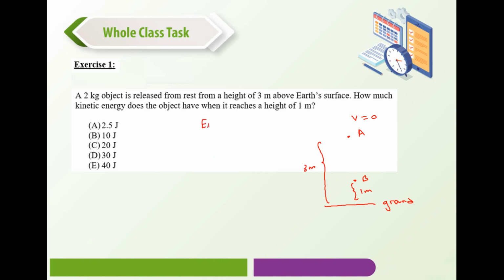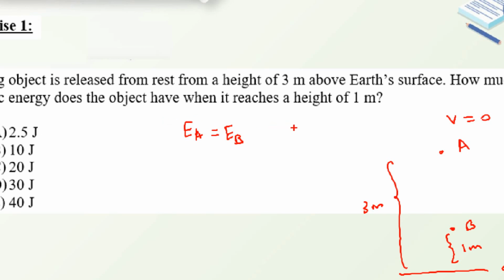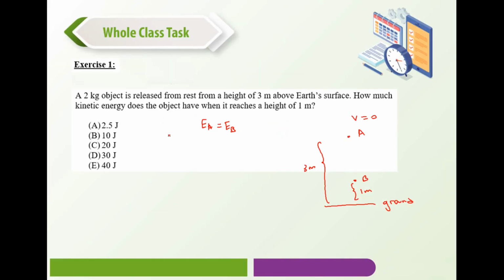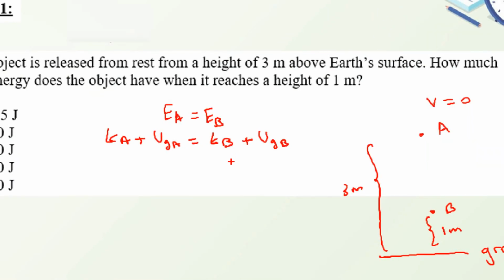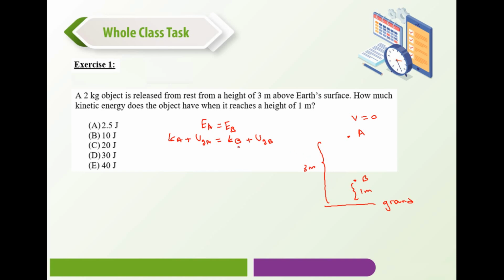Then the energy at A equals the energy at B, and remember that if this is a free response, we need to state that we apply conservation of energy. At A we have kinetic energy and gravitational potential energy, and at B we have kinetic energy and gravitational potential energy. Notice that I didn't include the potential energy of the spring since we don't have a spring.